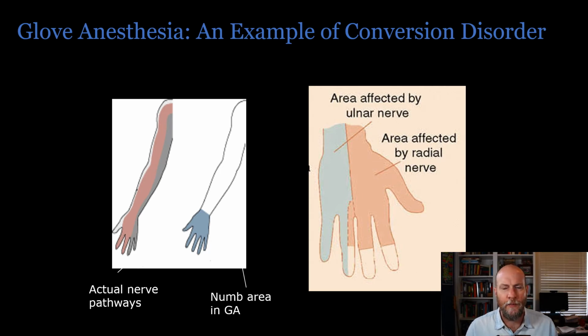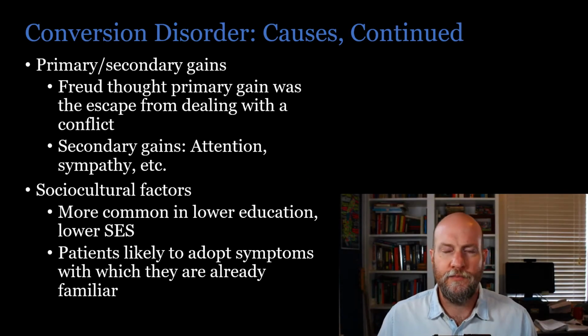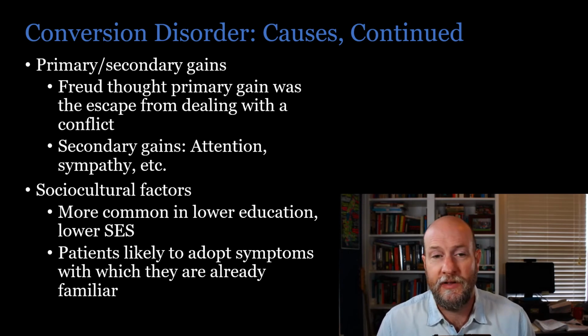And so this is one way in which sometimes we start to have some suspicion about what's going on with a person. Is this physiological or is it psychological? So let's go back to some of the other causes of conversion disorder. I mentioned primary and secondary gains. Freud thought that the primary gain was avoidance. You escape from dealing with the conflict, and I tend to believe that there's some evidence there.